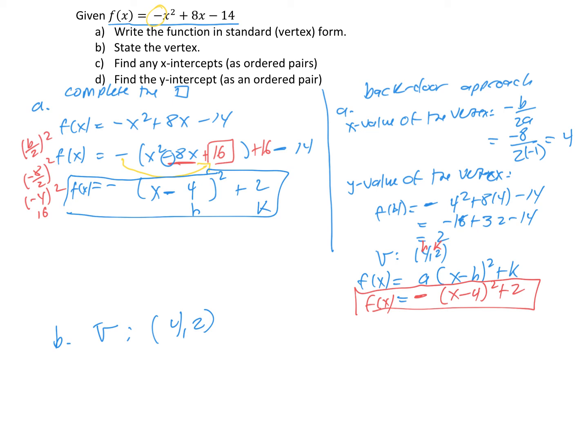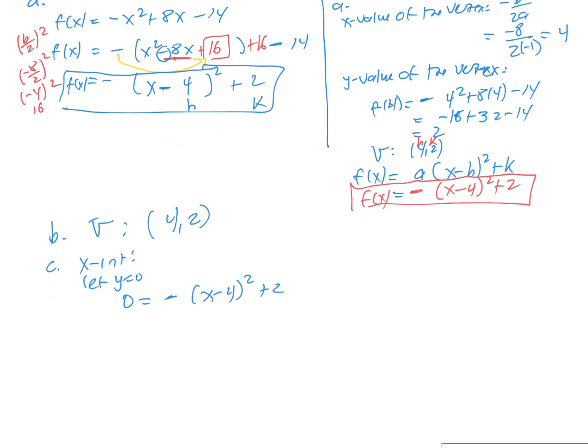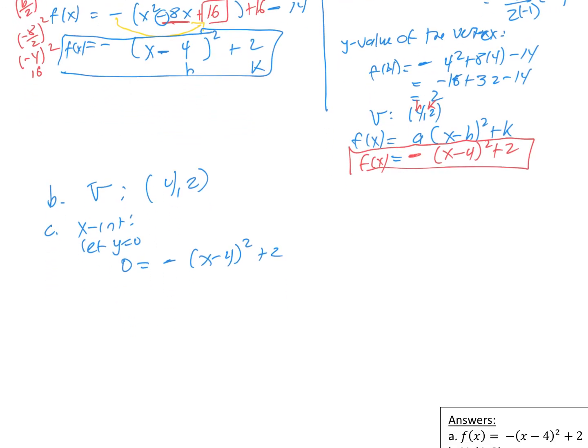And then next we need to find the x-intercept. So to find the x-intercept for any function, we can simply let y equal 0 and solve for x. So we're going to let y equal 0. It's easier to find this using vertex form. So we're going to put 0 is equal to negative the quantity x minus 4 squared plus 2. We will move the 2 to the other side. So negative 2 equals negative the quantity x minus 4 squared.